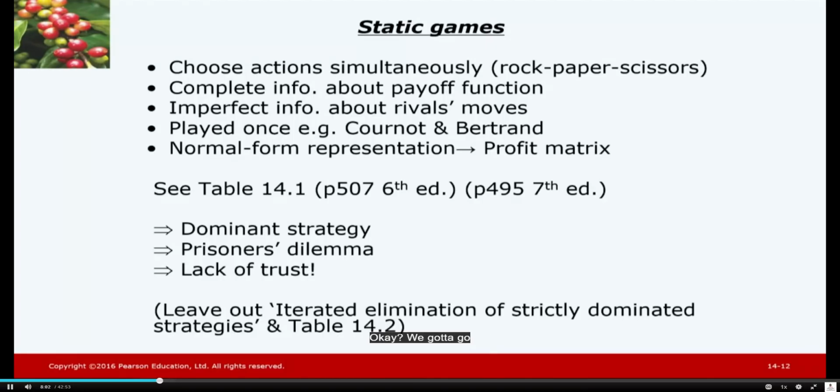Okay. We're going to go through the concepts of what a dominant strategy is for a firm, and the prisoner's dilemma. So you'll see more about what that means as we go through this. Please just make a note that you can leave out iterated elimination of strictly dominated strategies and that table. There's a reference there, so you can leave that out of the section from your textbook.